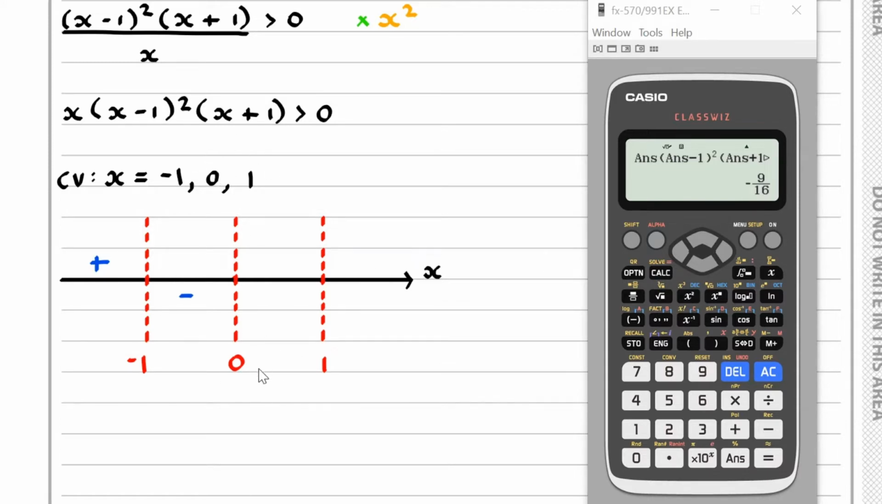If we test a value in between 0 and 1, such as 0.5, we've got 0.5 lots of 0.5 minus 1 squared lots of 0.5 plus 1, we get a positive value. And if we test a value greater than 1, such as 1.5, then we have 1.5 lots of 1.5 minus 1 squared lots of 1.5 plus 1, we get a positive value.